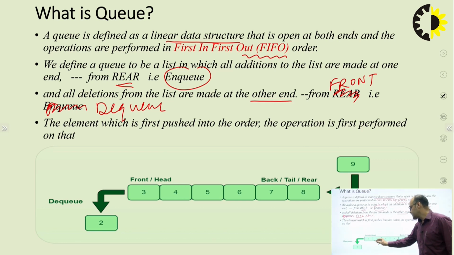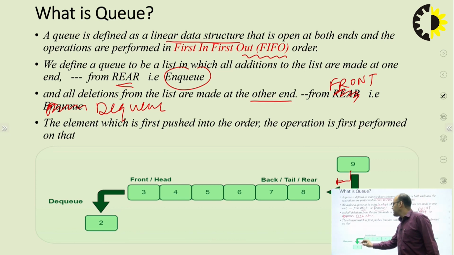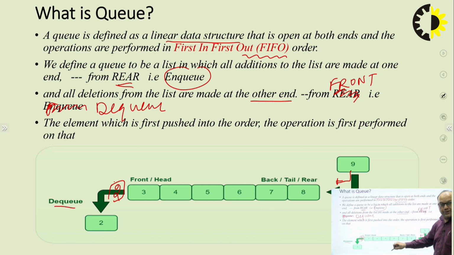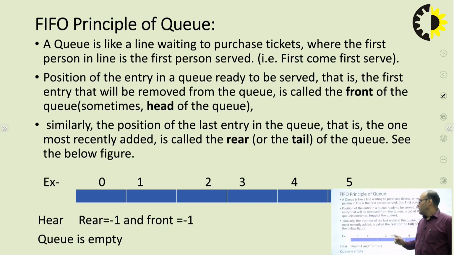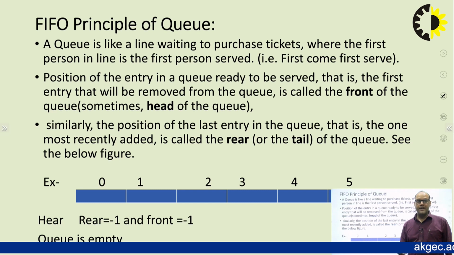See the example here. 3, 4, 5, 6, 7, 8, a new element will be added from here. If we are going to delete some element, 2 is already there, it is deleted from the front end. That is called DQ. Deletion is DQ, addition is called NQ. The FIFO principle of a queue is just like waiting in a line to purchase a ticket. The person who is standing first will get the ticket and come out. This is FIFO, first in, first out.